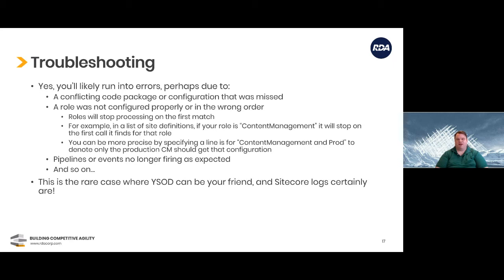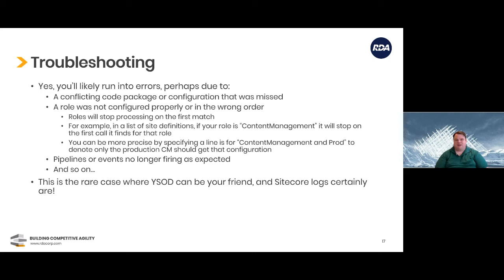So if you set a role for content management, it's going to stop on the first one that's anything with content management in it. You can be a little more precise, content management and prod, to say it's got to be content management and it's got to be production. So if you're doing content management and stage, for example, you can do a different one. Site definitions are a good idea for that. So you may run into something like that.